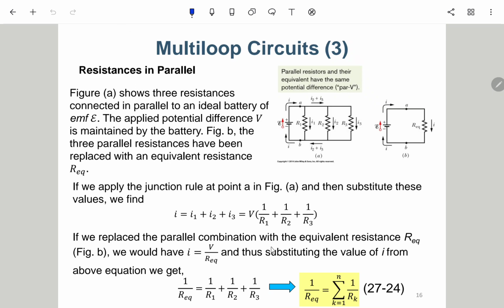Okay, so next is the parallel resistance. Okay, so actually we have introduced it before, so I don't try to repeat it. So the parallel resistance is taking the reciprocal of the individual resistance, add them together, and then take the reciprocal again to be the equivalent parallel resistance. So nothing special here.